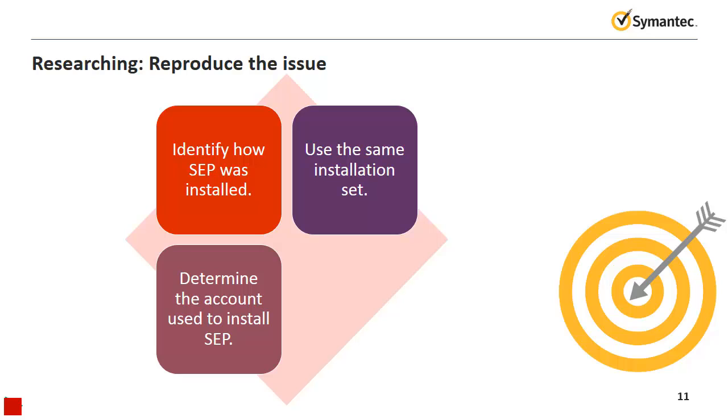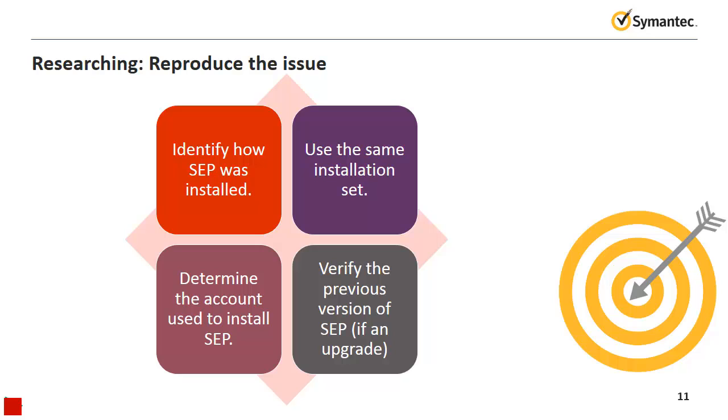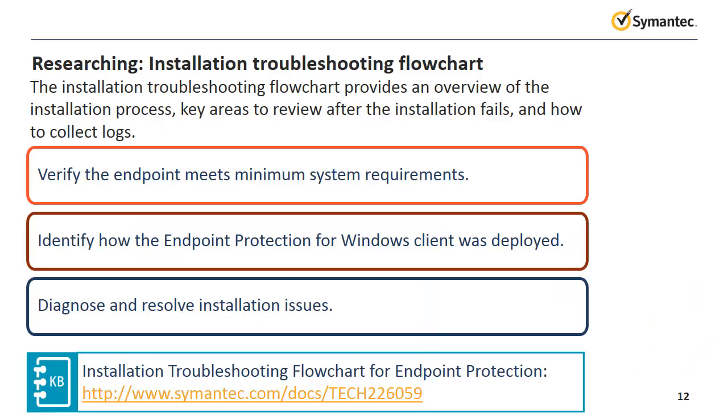Determine the account used to install SEP. Is the installation running as system, local administrator, or a particular user? If upgrading, verify the previous version of SEP installed. If a managed client, document the client group to ensure that the system used for reproduction uses the same policy settings. An example would be an endpoint using firewall rules that block ports used by the client deployment wizard.